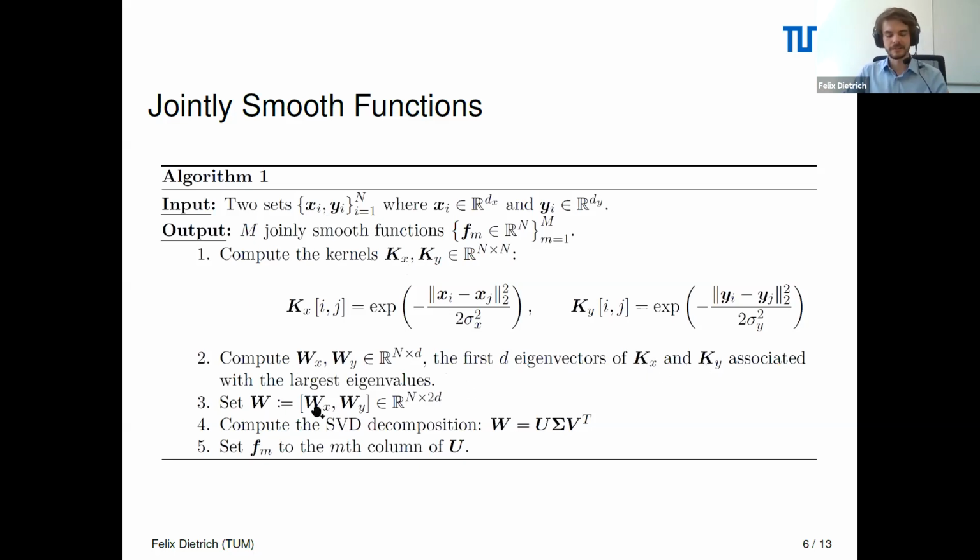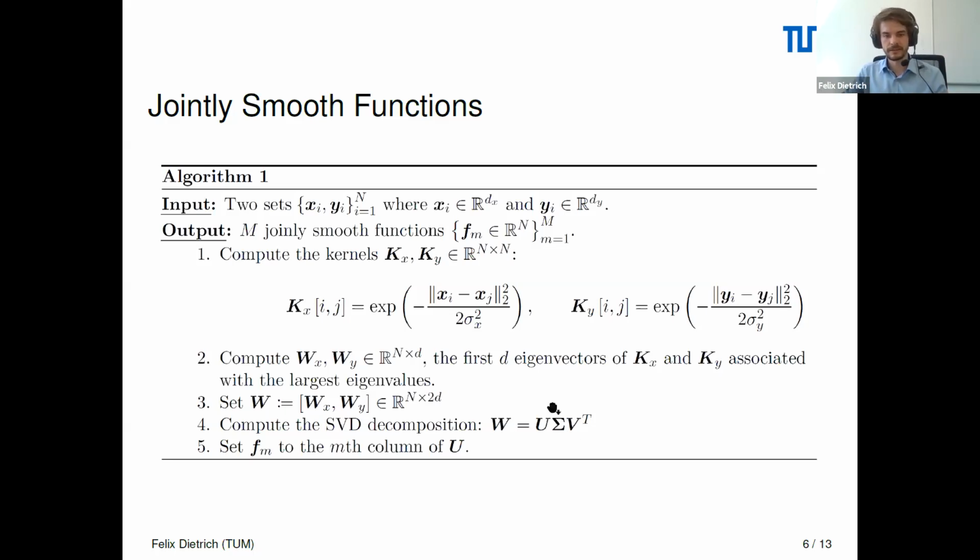And then comes the sort of weird step because we concatenate these eigenvectors into one large matrix now, which has 2D columns, and then construct the SVD of that, where the jointly smooth functions are now the mth column of the matrix U. And the reason this works is that since eigenvectors of matrix Kx are smooth on the one data set, and eigenvectors of the matrix Ky are smooth on the other data set, if we concatenate them and then again construct a basis for that function space using the SVD, we essentially get a sorting of all the functions that are smooth on both.